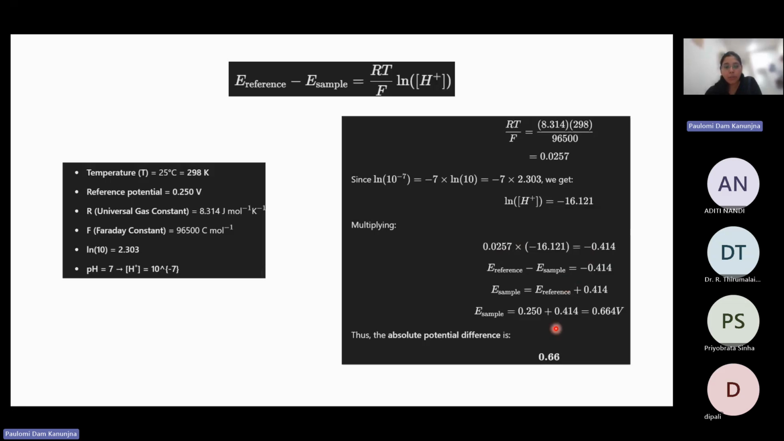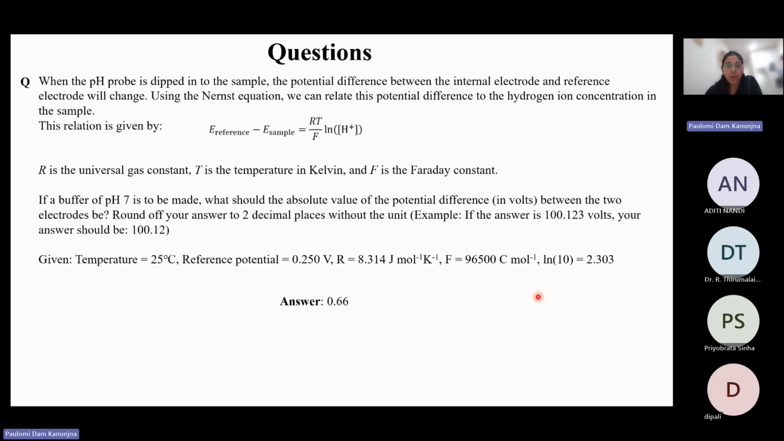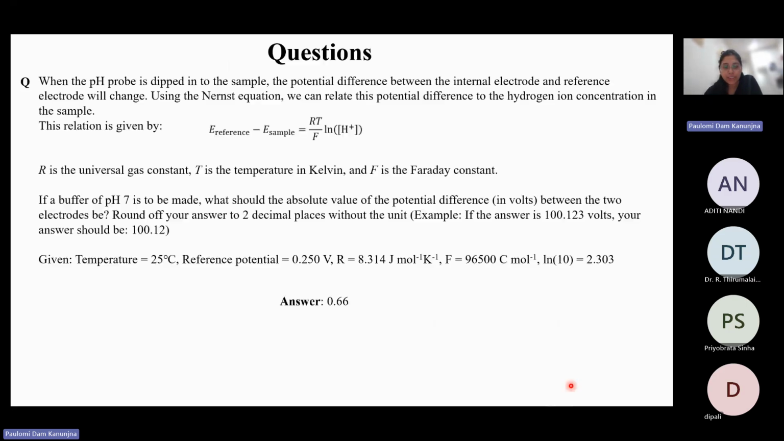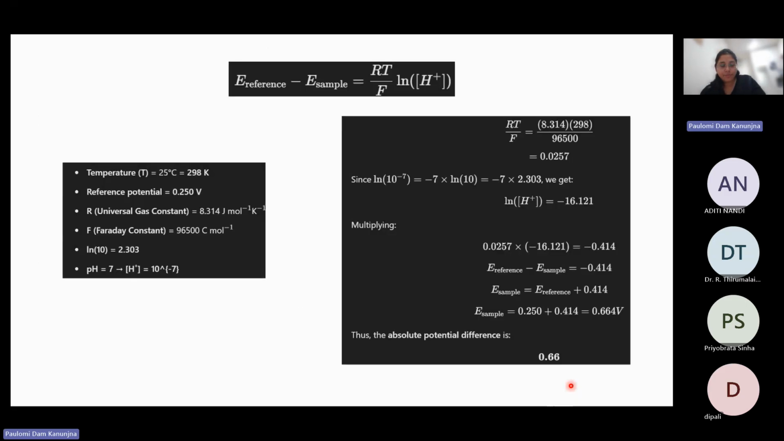But you need to also report the absolute potential, which is actually the E sample. And for that, how do we know that we are supposed to use it? We are already given the reference potential. So you have 0.250, and you just calculated the factor here, which is 0.414. So if you add them up, it becomes 0.663. So that's the answer.